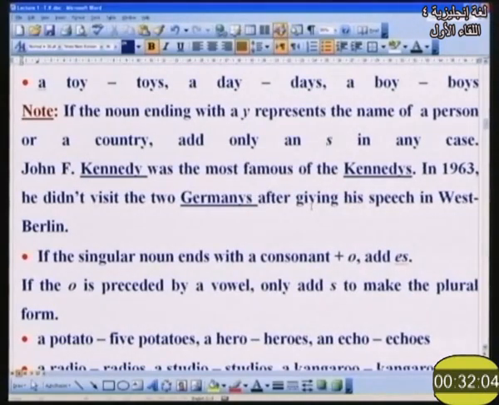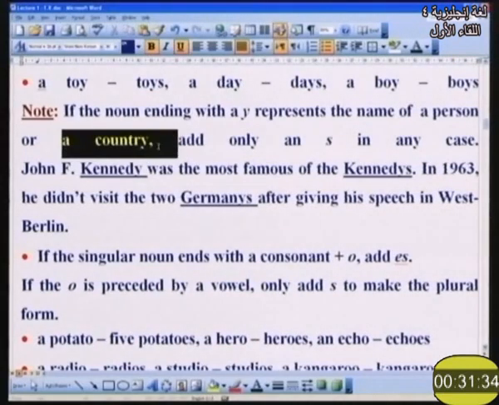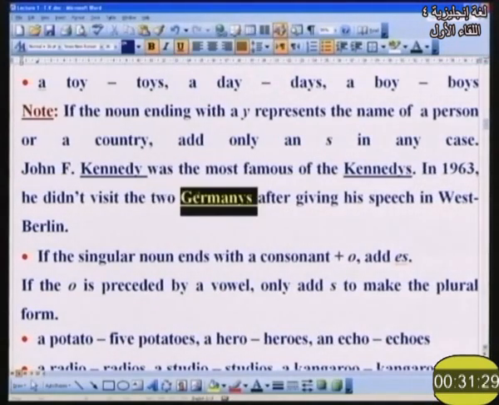Okay. In 1963, he didn't visit the two Germanys, الألمانيتين. This was before they were united. قبل الألمانيتين ما يتحدوا يبقوا دولة واحدة. He did not visit the two Germanys after giving his speech in West Berlin. Germany is the name of a country. This is the rule. If the noun ends with a Y representing the name of a person, this is related to Kennedy, John Kennedy. Or a country. This is related to the word Germany. Okay, the two Germanys. Then this rule is different from what we have been saying so far.